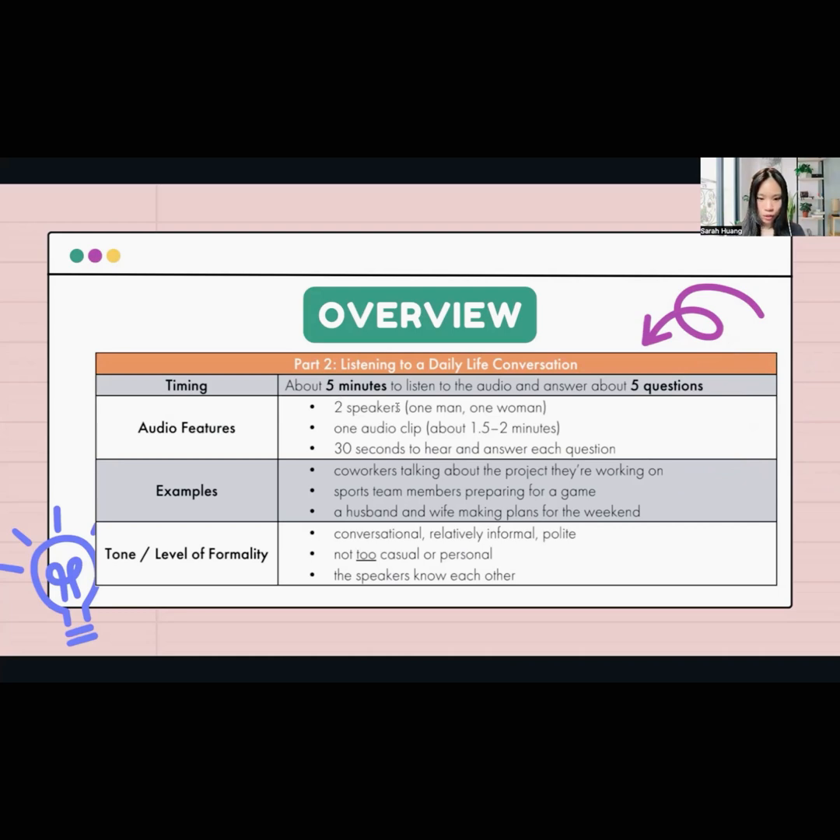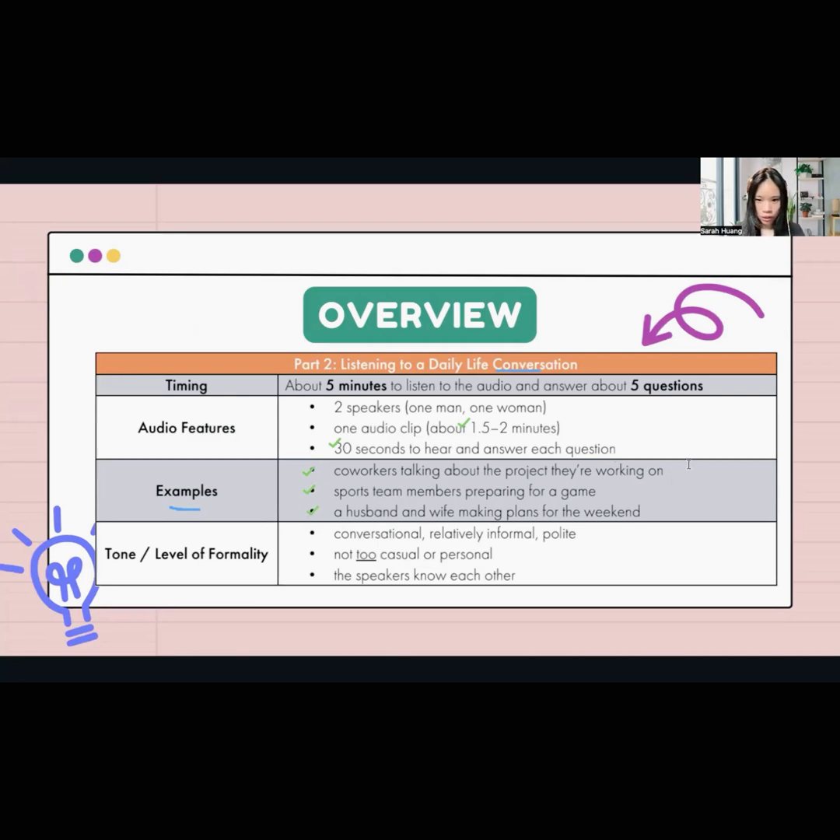All right, so as you see, it's a daily life conversation between 2 speakers, 1 man and 1 woman. The conversation lasts about 1.5 minutes to 2 minutes, and you will have 30 seconds to hear and answer each question. And we have examples of the conversation. It could be between 2 coworkers talking about the project they're working on, sports team members preparing for a game, or a husband and wife making plans for the weekend. So as you see, it could be in different contexts.